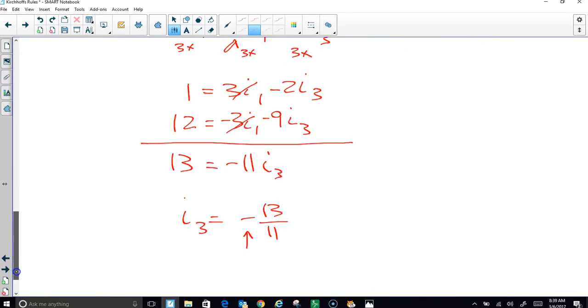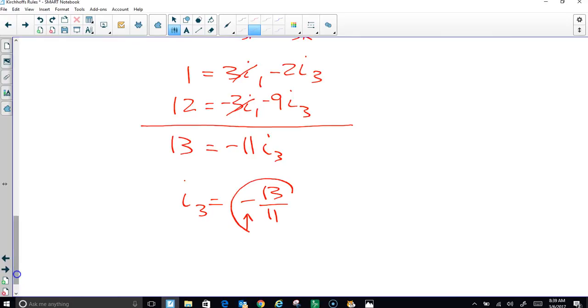Do not, because what we're about to do is take this number, and we're supposed to plug it back into one of these equations to get I1. Do not make it positive. Don't be like, oh, but I was wrong, I should make it positive. No. The math was all set up. The math assumes this has to be negative.